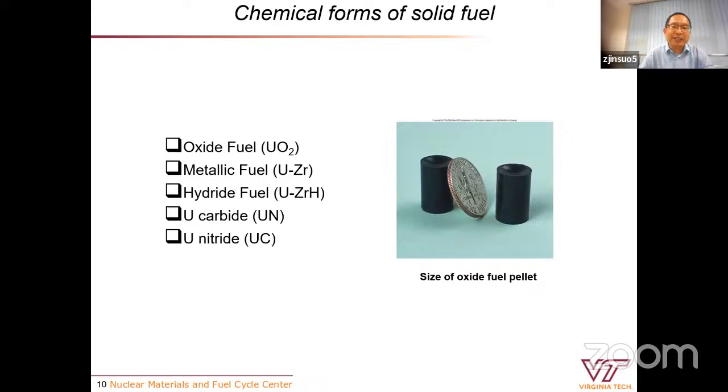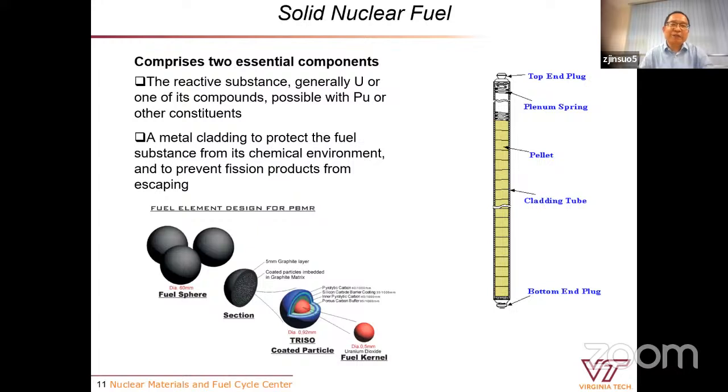So the fuel pellet, I showed that size. The fuel pellet is like this. You see the picture showing how big it is compared with this coin. After you get the fuel chemical form, you need to do fabrication. That is for solid fuel. For molten salt fuel, you will see you do not need that. Normally, the fuel is a rod, or you have a pebble, called TRISO fuel. Anyway, all of these involve a complex fabrication process.